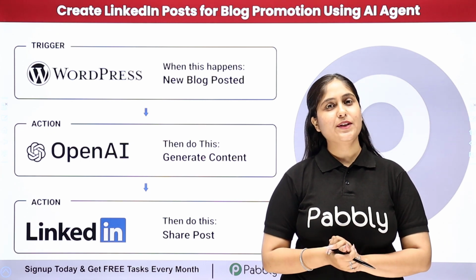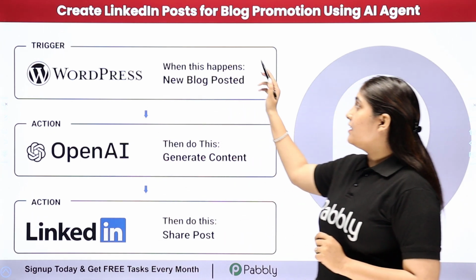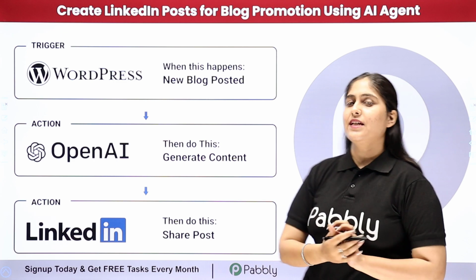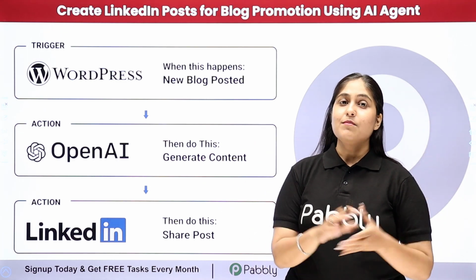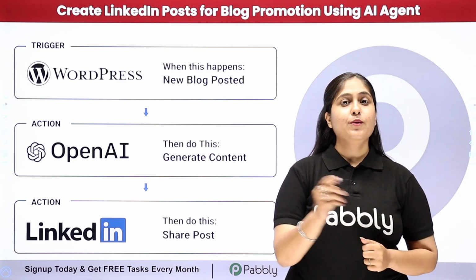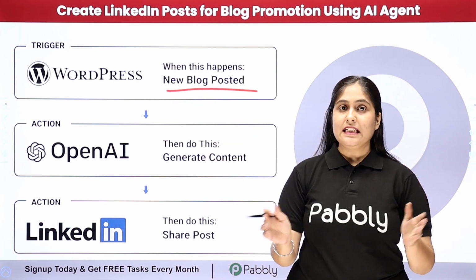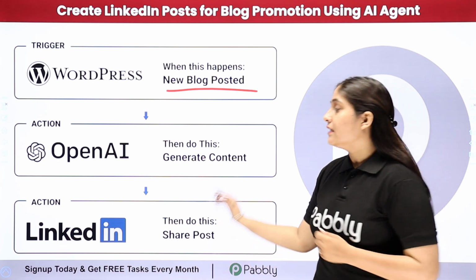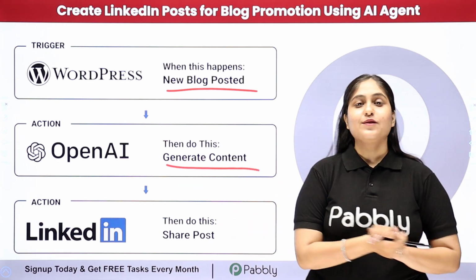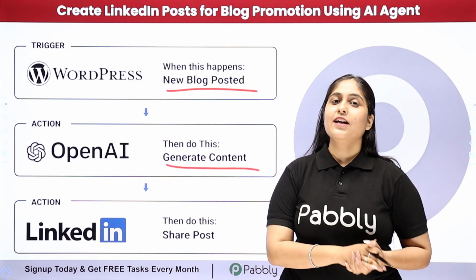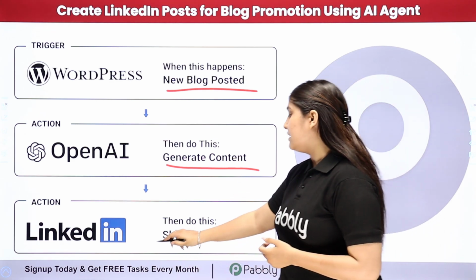In this video, we are going to understand how to create LinkedIn posts for blog promotions using an AI agent. So now here my objective is that whenever I post a new blog on my WordPress account, then automatically using the details, OpenAI should generate a LinkedIn blog promotion post. And after generating the post, automatically that should be shared as a new post on my LinkedIn account.